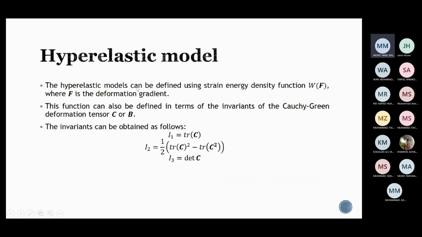The hyperelastic model can be defined using a strain energy density function similar to linear elastic material. But the strain energy density function can be defined in terms of the deformation gradient, or F. This function can also be defined in terms of the invariants of the Cauchy-Green deformation tensor, which is C or B. The invariants of C can be calculated using this formula here.